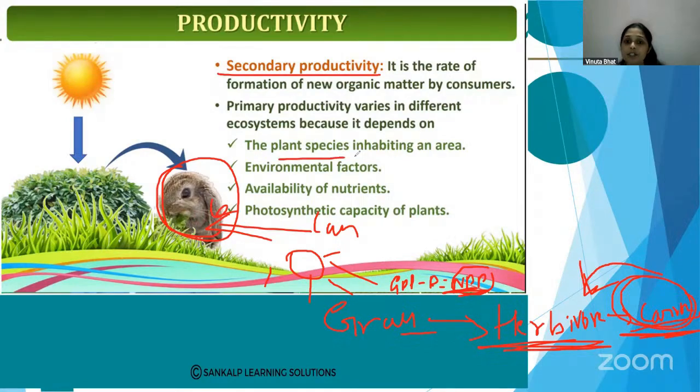Primary productivity varies in different ecosystems because it depends on the plant species inhabiting an area, environmental factors, availability of nutrients, and photosynthetic capacity of the plants. Okay.